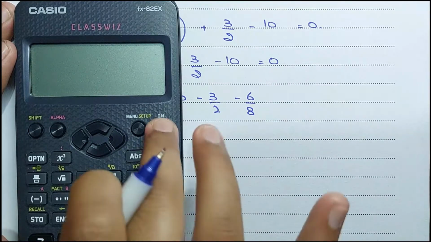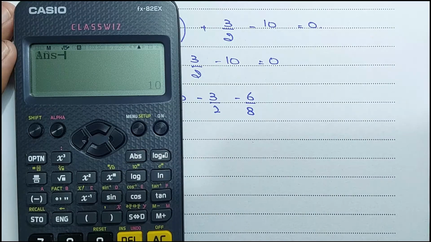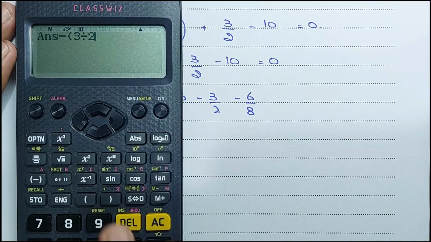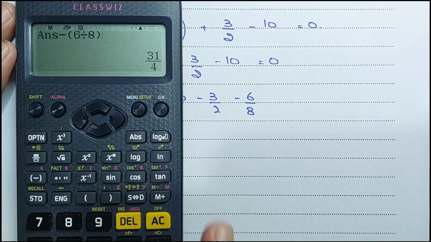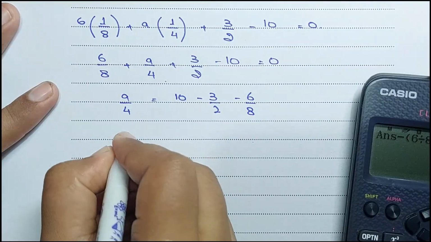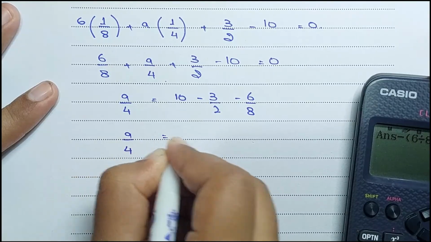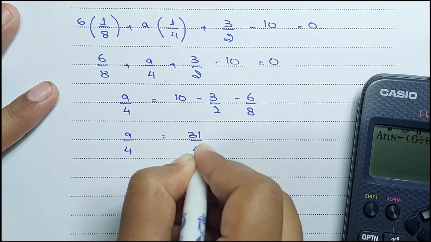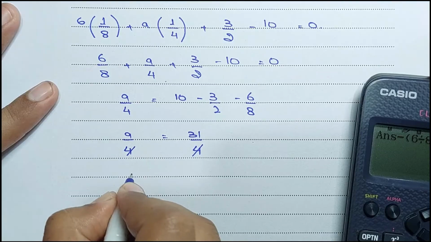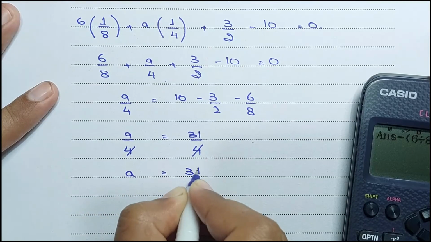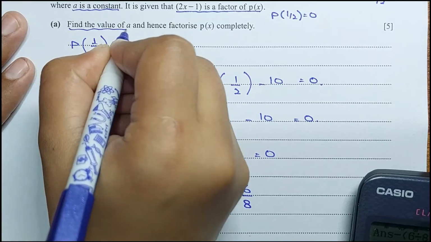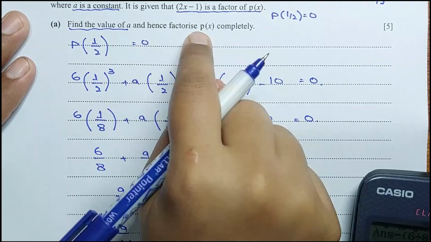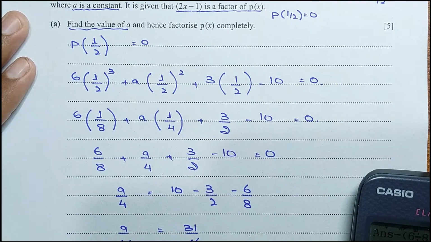Let me simplify. From 10 we have to subtract 3 by 2 and subtract 6 by 8. This is 31 by 4. So a by 4 equals 31 by 4. We can cancel 4 with the 4, so the a value is 31. We got the value of a. First thing first, we had to find the value of a. Now hence factorize p of x completely.